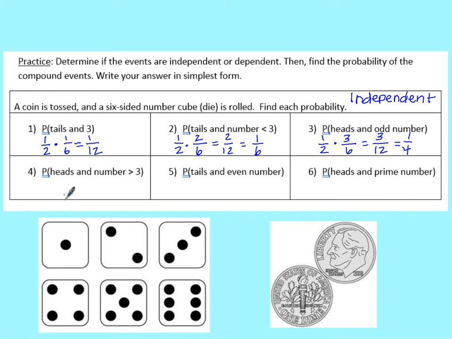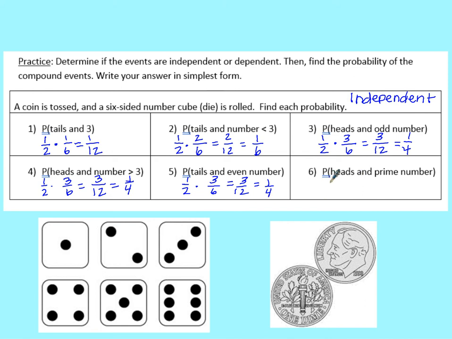Okay, hopefully you paused the video and tried those by yourself. We have the probability of heads and a number greater than 3. That should have been 1/2 times 3 over 6, and that gets us 3 over 12. And again, that simplifies to 1/4. In number 5, the probability of tails and an even number is 1/2 times 3/6 as well. So again, we get 3/12, which also equals 1/4.